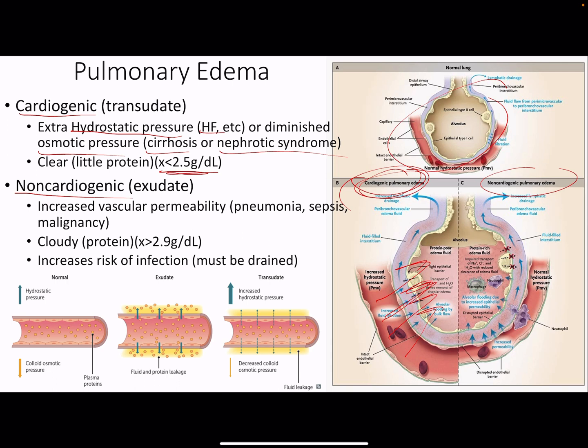Now, we've talked about non-cardiogenic, things like pneumonia, ARDS, sepsis and malignancy. This is really very much just like your septic shock a little bit, right? So exudate is going to come out. So this is just increased capillary permeability. Proteins are going to get through. Fluid, of course, is going to get through. Leukocytes are going to get through, and the increased protein concentration is going to be somewhat diagnostic, greater than 2.9. It's going to be particularly cloudy, and because there are all of these proteins here, this runs the risk of infection. So if you have an exudate effusion, it's got to be drained.